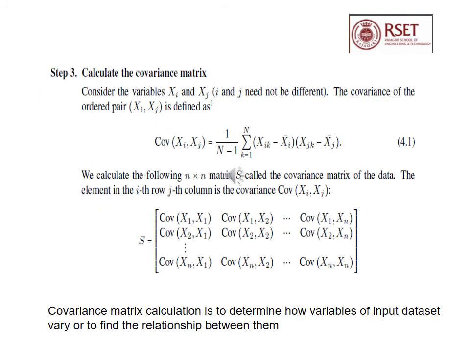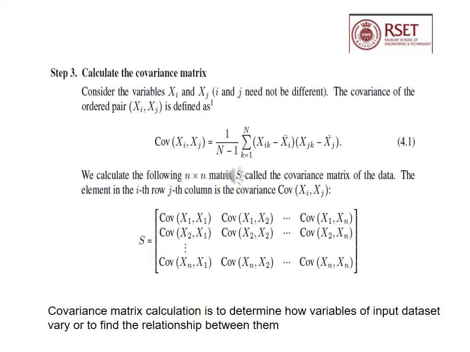Let's see how you can find the covariance matrix. Consider the variables xi, xj. The covariance of the ordered pair is defined as covariance of xi, xj, which is equal to 1 by n minus 1 into sigma k equals 1 to n of (xik minus xi bar) into (xjk minus xj bar). And we calculate the following n by n matrix, called the covariance matrix of the data.